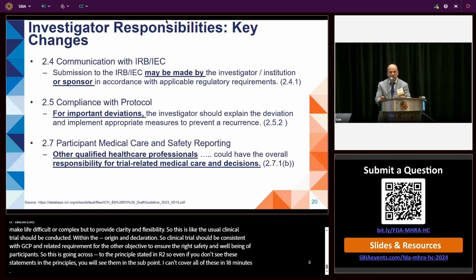Medical care for participants: the investigator, when they are a physician or dentist, where applicable, has the overall responsibility for medical care and medical decisions. Now, other healthcare professionals can be involved in that. I think it's not that they could have the overall responsibilities, they need to be involved. Sorry for that mistake.